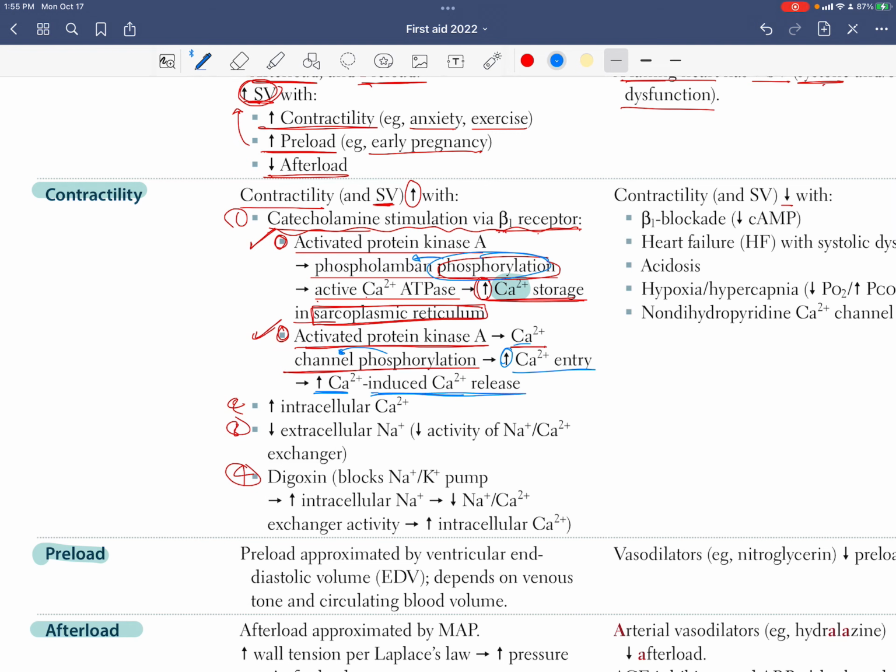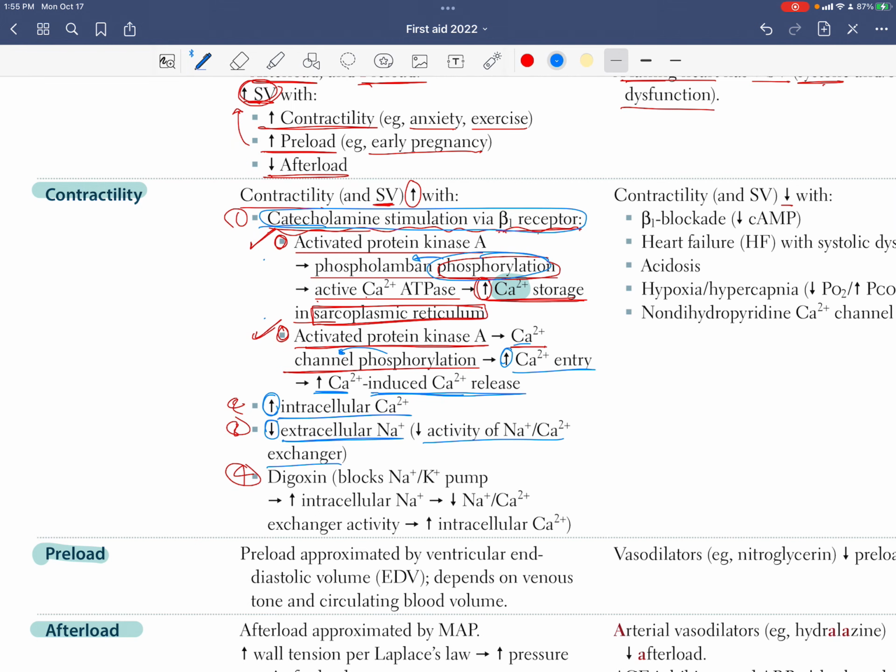Basically, calcium induces more calcium release. Calcium helps in releasing more calcium from the storage. So that's for the two mechanisms after the nervous system activation, the catecholamine stimulation through the beta 1 receptors. The other mechanism that doesn't necessarily require the nervous system is anything that increases the intracellular calcium, inside the myocyte, whether it's through the nervous system or not.